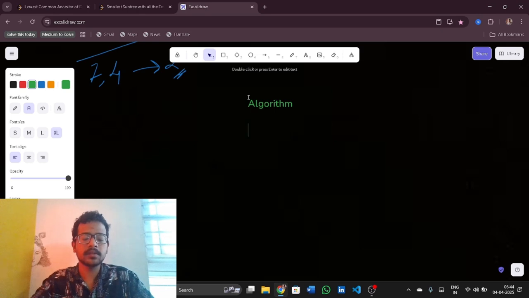Now, my algorithm will be: first thing, I will initialize the least common ancestor globally. Now, I need to do a DFS, and I need to get the depth of every node.